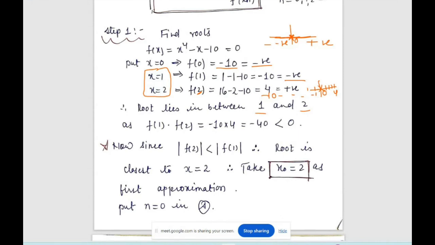And you can also do one thing. You can just take 1 plus 2 by 2, that is 1.5. You can also start with 1.5. So this is another trick. Either you can just bisect it or you can just use this closure method. You just see which absolute value is lesser. If the absolute value of f of 2 is 4, while the absolute value of f of 1 is 10, it means 4 is less than 10. Or you can understand it this way: which is closer to the origin. So 4 is closer to the origin, and we get 4 at 2, so you can start with x0 equals 2. Is it clear?